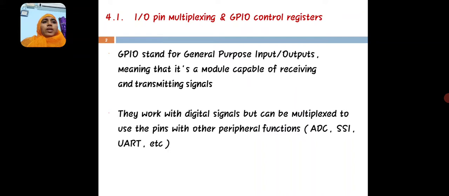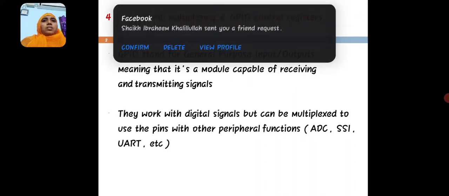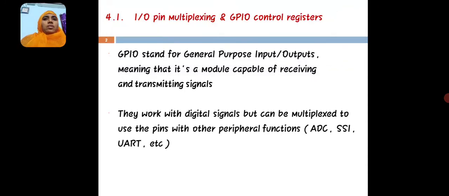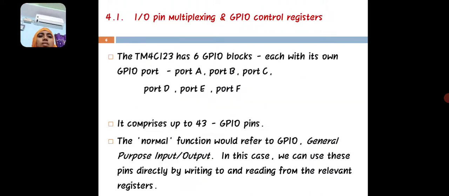We have different types of pins, right? In a pin diagram, different types of pins are there. Each and every pin will perform more than one function. That is called multiplexing. They work with digital signals but can be multiplexed to use the pins with other peripherals also. So this is GPIO mode.